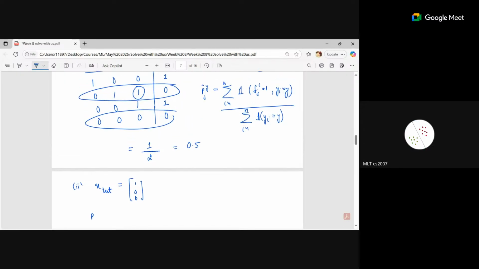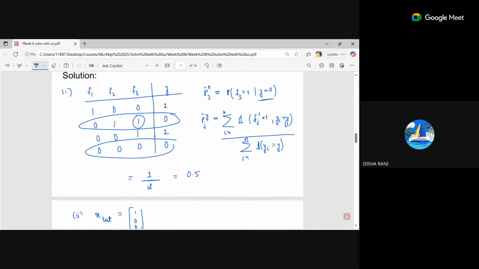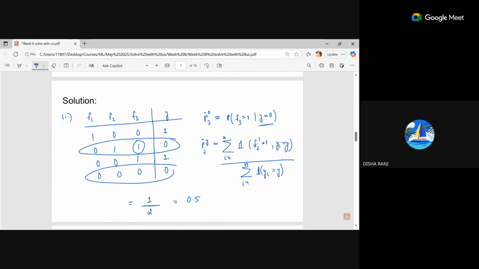For the previous question, my answer is 1 by 2. Because in the denominator, it is how many examples have the label yi equal to y. In our case, y is equal to 0. So you have four examples given to you. Out of these, how many have yi equal to 0? Two. Out of four, we have two. So the denominator is 2.